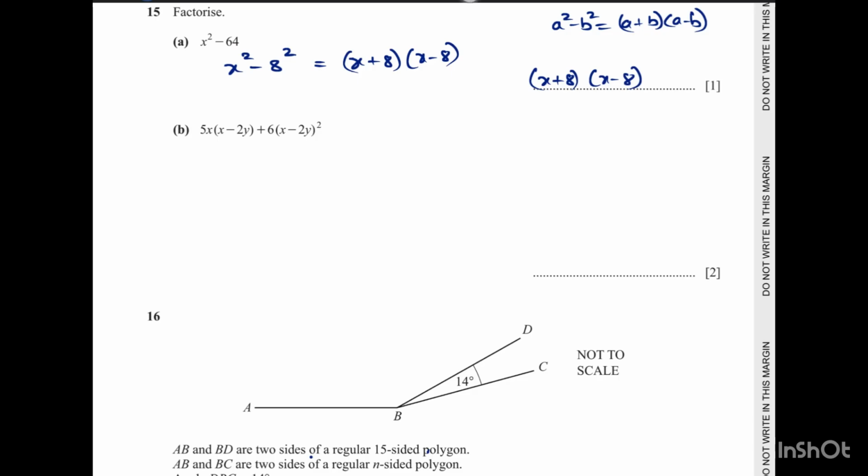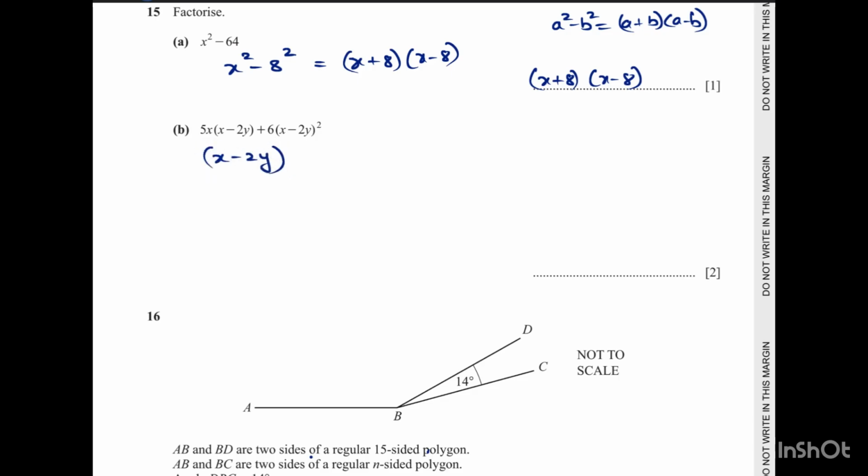Next question B, 5x into x minus 2y plus 6 into x minus 2y whole square. Now when you see this question, it seems to be difficult, where you think that maybe I have to expand this and multiply, then simplify and then write the factors. But that is not needed. There is a smart, easy way. Because x minus 2y is given in both the terms, you can take x minus 2y as common.